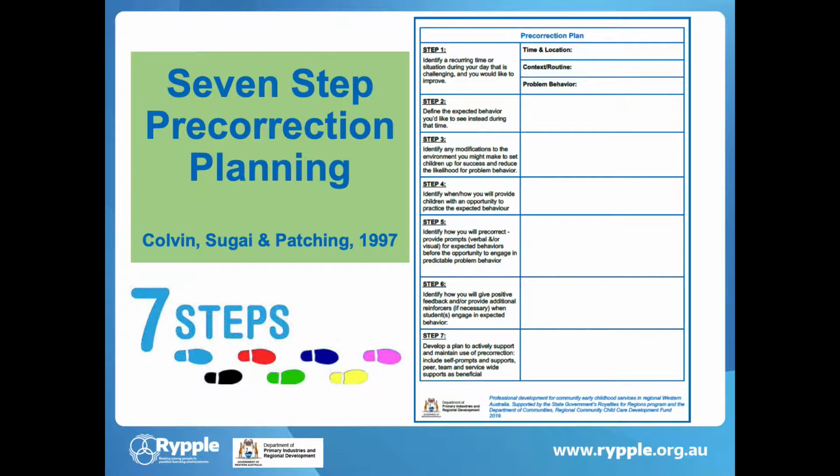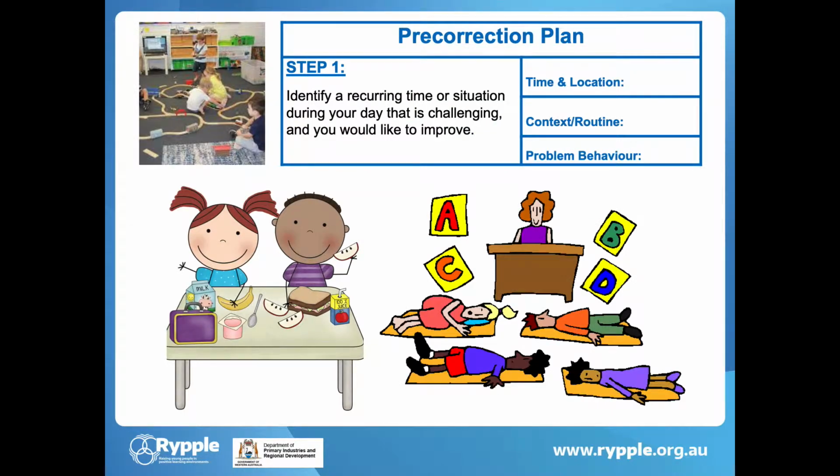Researchers have identified a 7-step pre-correction plan, and we are now going to have a look at the steps within that plan. Step 1, think about a recurring time or situation during your day that is challenging where you would like to improve behaviour of children. Some examples here: packing away after playtime, eating time or rest time.